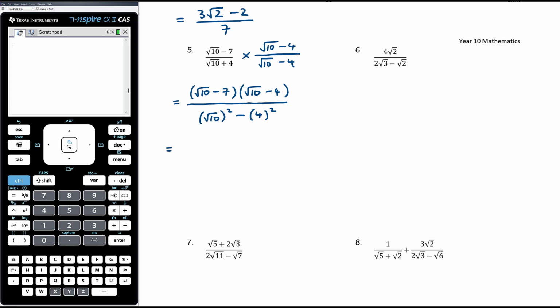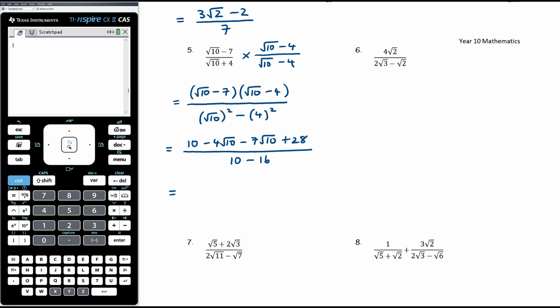Okay, we want to expand out the numerator. Root 10 times root 10 is 10. Root 10 times negative 4 is minus 4 root 10. Negative 7 times root 10 is negative 7 root 10. Negative 7 times negative 4 is positive 28. The denominator, root 10 squared is 10, minus 4 squared is 16.